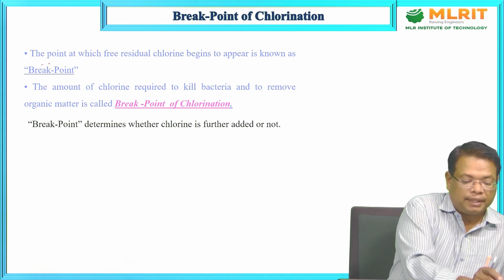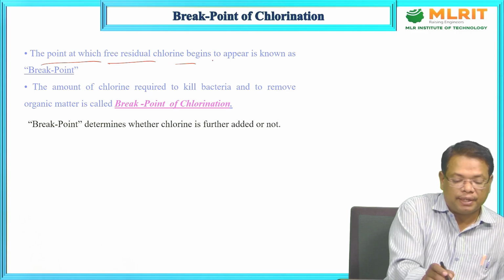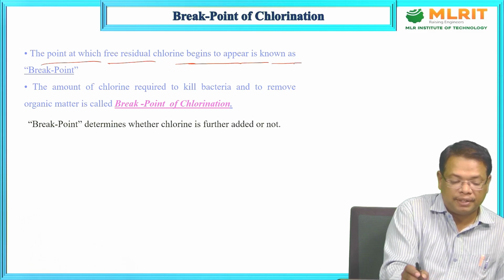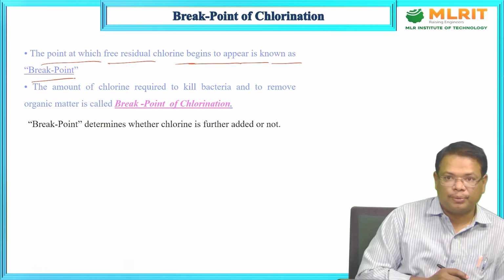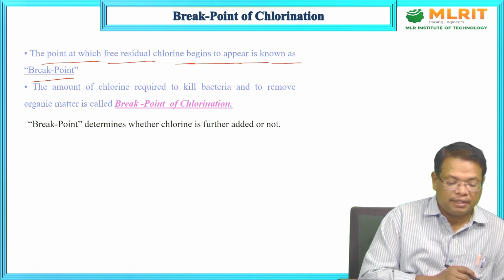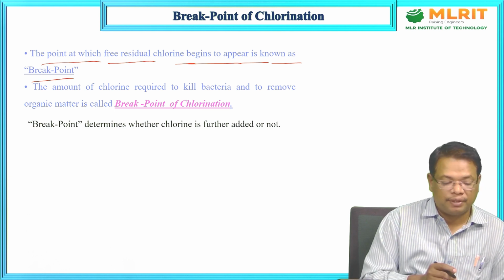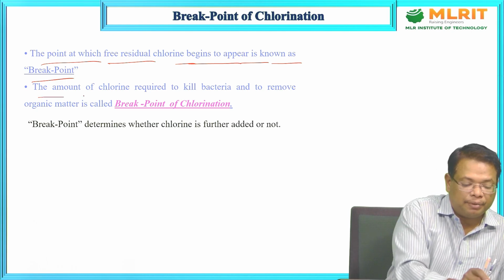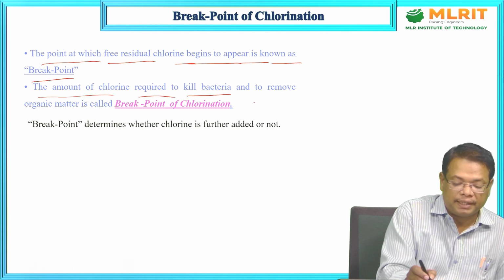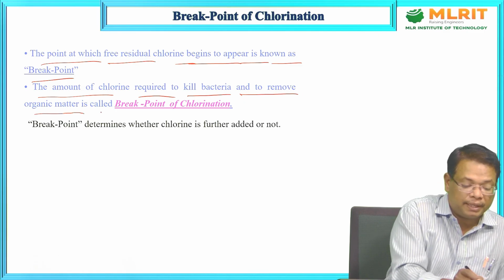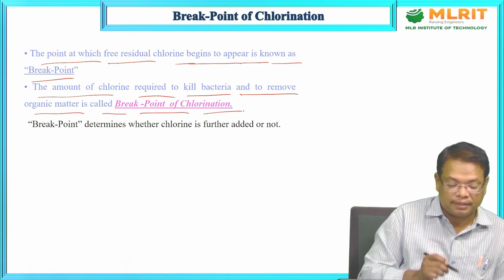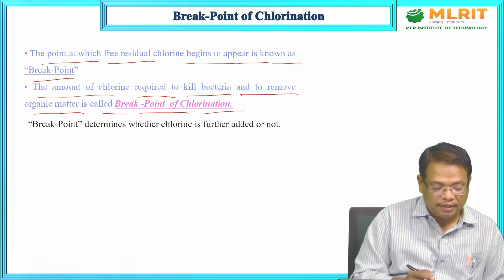So the point at which free residual chlorine begins to appear is known as breakpoint chlorination. The amount of chlorine required to kill bacteria and to remove the organic matter is called breakpoint chlorination. What is the breakpoint of the chlorination? It is the point at which the addition of chlorine should be stopped.